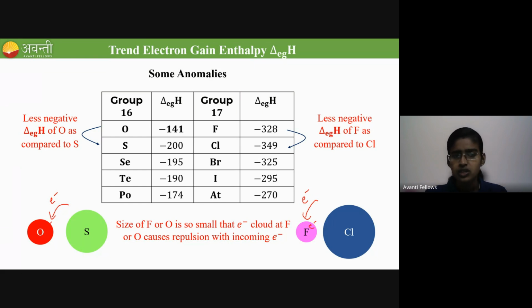If the value is more negative, it denotes that we can easily add an electron. We can easily add an electron to sulfur and chlorine, but we are not able to add an electron so easily to oxygen and fluorine. So that's why the process becomes very difficult and the value is very, very less. Got it? Is that okay?